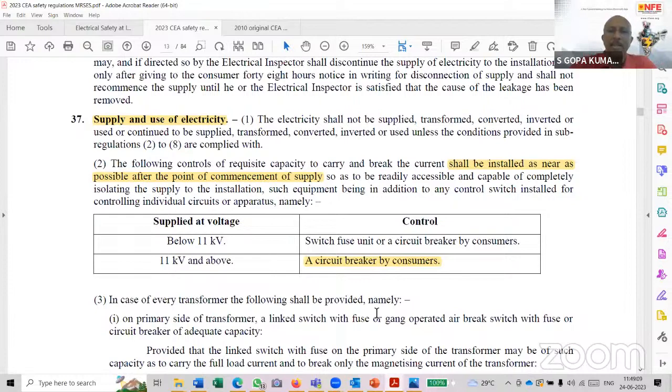Why I pointed out 37.2 and 3 is whether we have to have a separate switchgear for the transformer, and at the point of commencement, you need to have another VCB. So I think there is a lack of clarity on that as well.